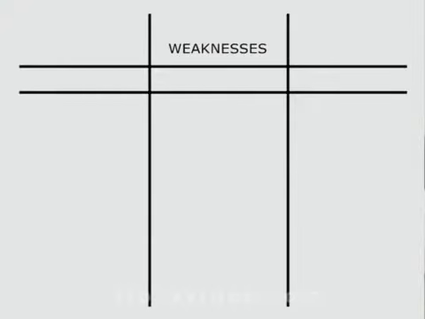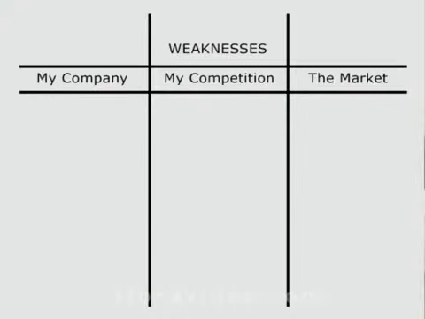Again, we divide the page into 3 columns. At the top of the first column, you'll write my company. Second column, my competition. Third column, the market. And you're going to identify all of the weaknesses that you believe are relevant to your company.